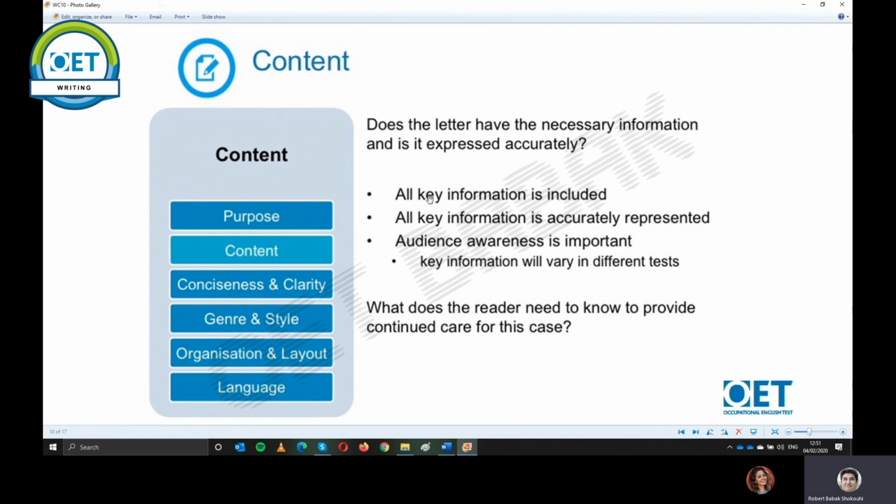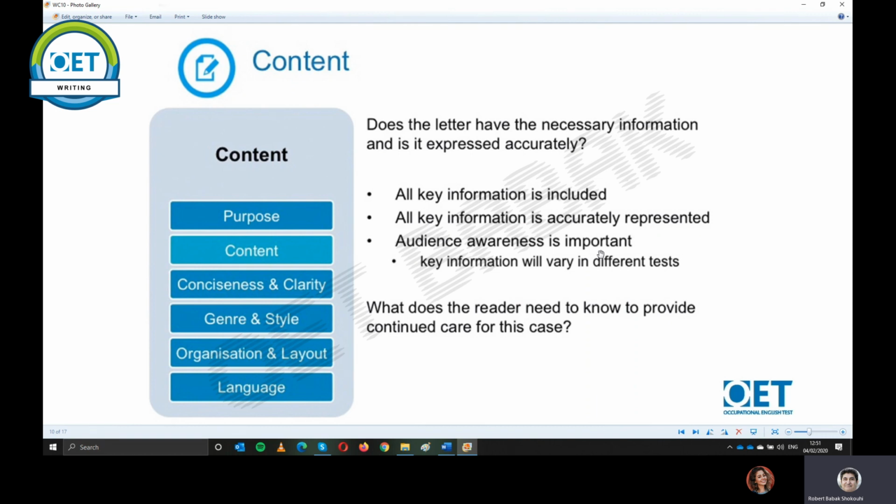I look at here. Audience awareness is important. What does that mean? I think that the audience needs to know what we did and what we expected from him or her.